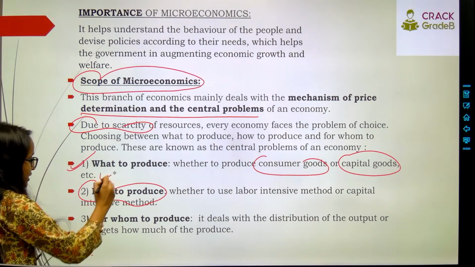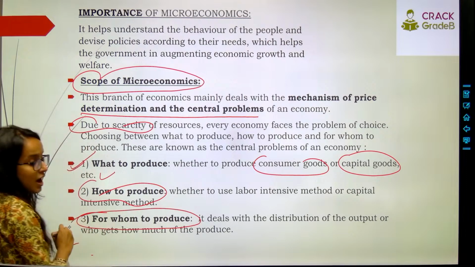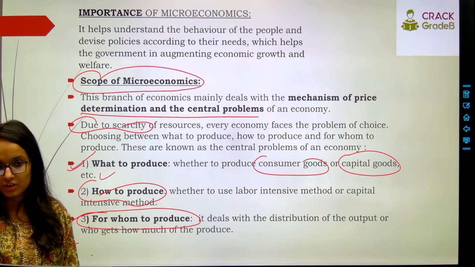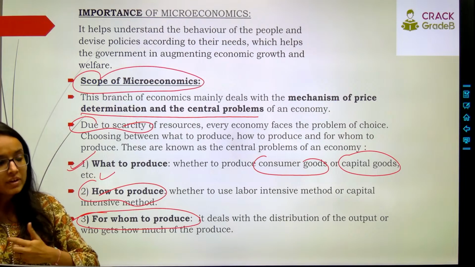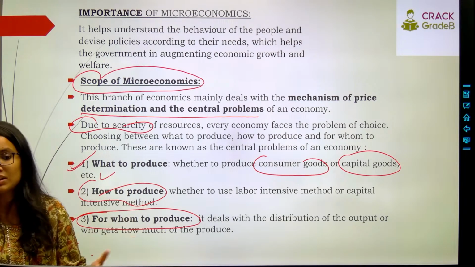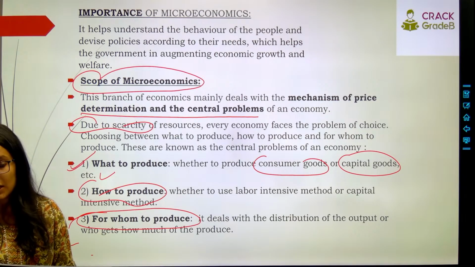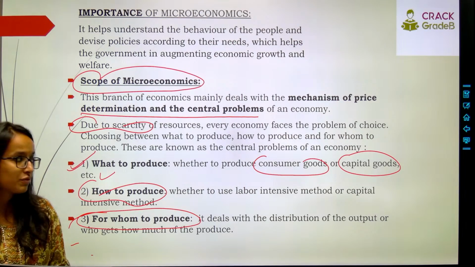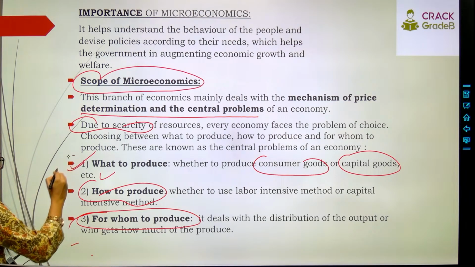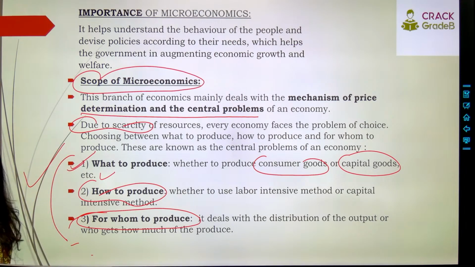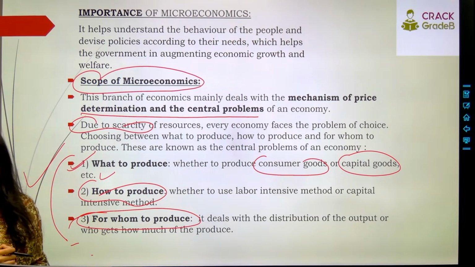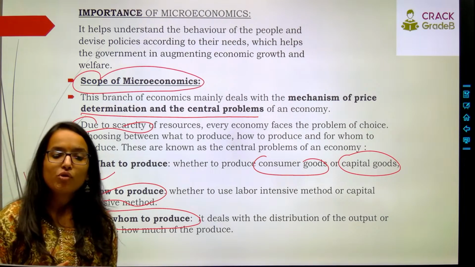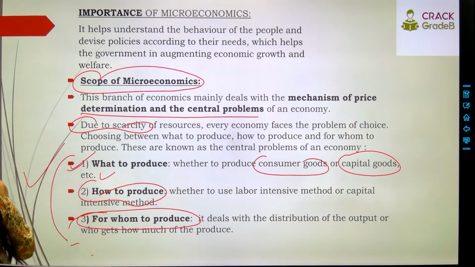So how to produce? Then for whom to produce? How do we distribute the output? Are we targeting only a particular segment of the society, or are we serving the needs of every strata of the economy, right? So we need to address all these kinds of questions, which are called the central problems of any economy. Remember these in your notes as well: what to produce, how to produce, and for whom to produce. Okay.